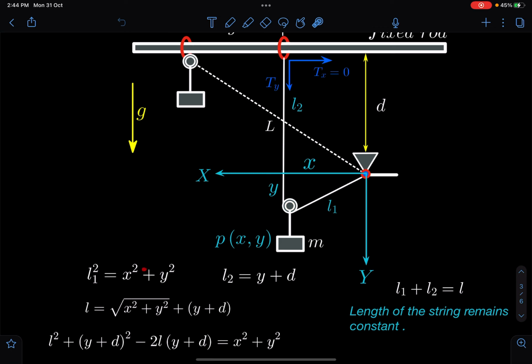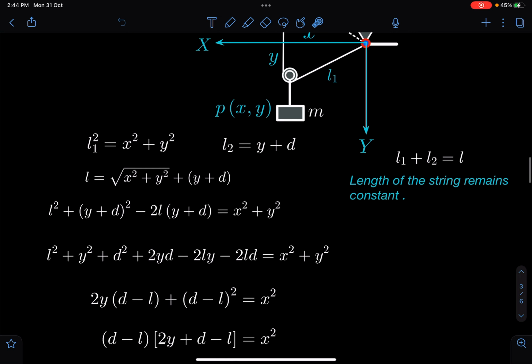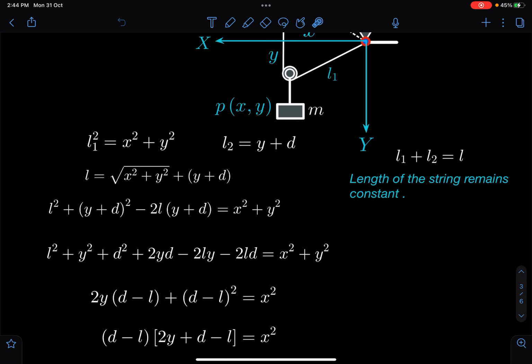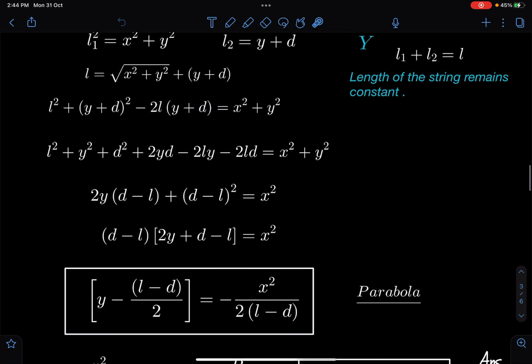Now once I get these values of L1 and L2, I have to substitute them in this, and then simplify and rearrange the equation. Just see, I'm substituting the L1 and L2 values here and simplifying this. We find that after simplification, a very nice equation is going to come.